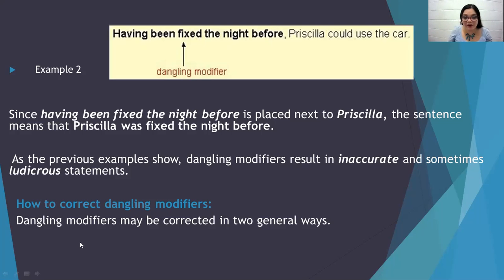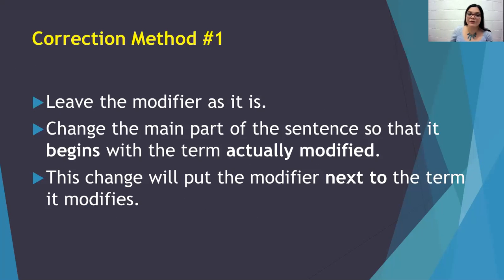Well, dangling modifiers may be corrected in two general ways. And I say general because every sentence is different and every writer is different. So you may have mistakes that probably need more changes. But the first one says, leave the modifier as it is. Then change the main part of the sentence so that it begins with the term actually modified. So place it next to the word it intends to modify. This change will put the modifier next to the term it modifies.